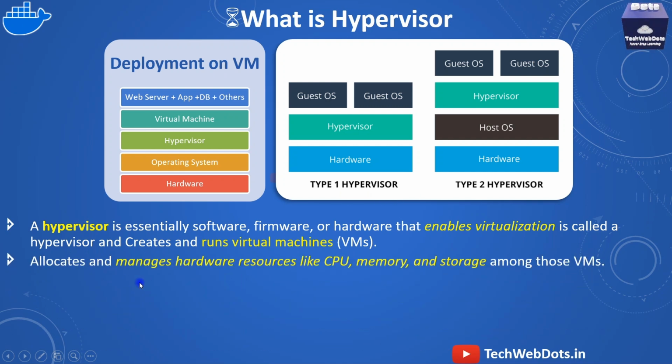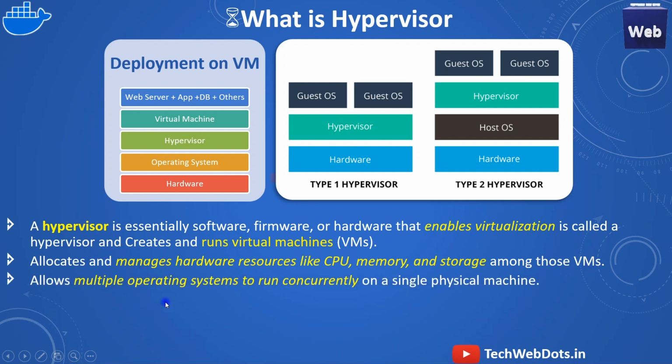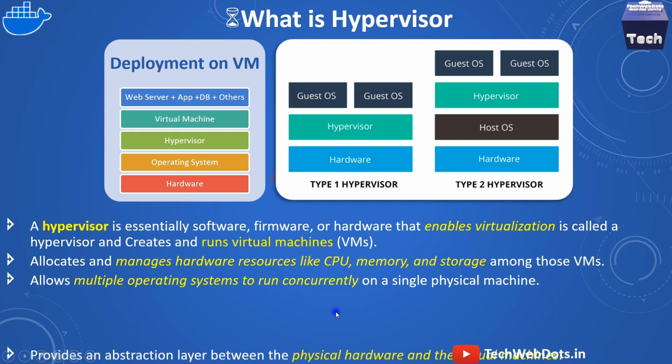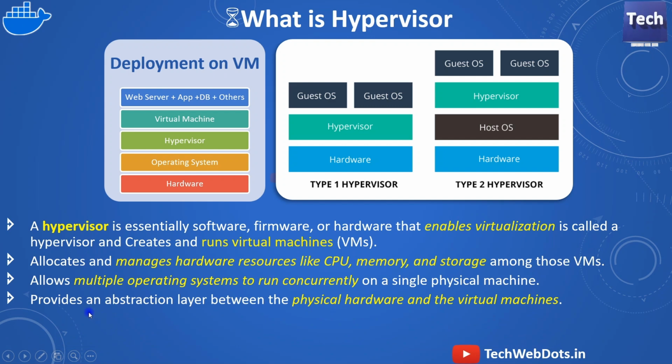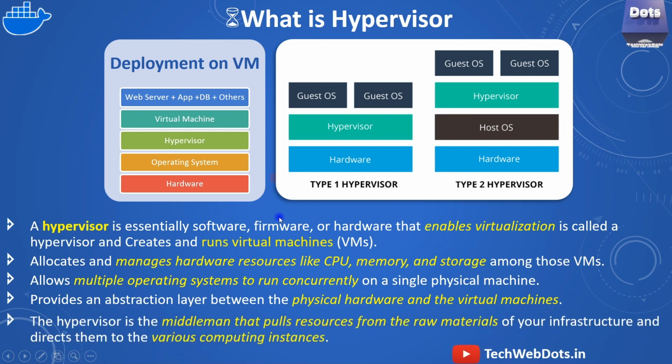Okay, let's go further. It allocates and manages hardware resources like CPU, memory and storage among those VMs. So all these activities are managed by the hypervisor. A hypervisor allows multiple operating systems to run concurrently on a single physical machine. So this is a single physical machine, and on top of it you can run multiple operating systems, which we call guest operating systems. A hypervisor provides an abstraction layer between physical hardware and the virtual machine, which is our hypervisor layer, you can say in layman's terms.